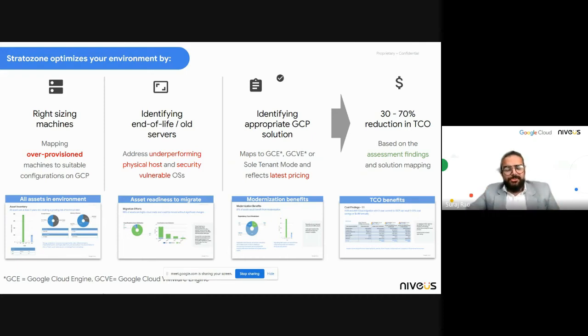Starting from GCE, Google Compute Engine, or a VMware, or a sole tenant dedicated node for you, right? And the best part of StratoZone is the TCO benefit. So just run the StratoZone assessment within your on-premises server, and you get a TCO benefit report, right? The TCO benefit report compares the cloud service provider versus your on-premise server that you currently have, right?